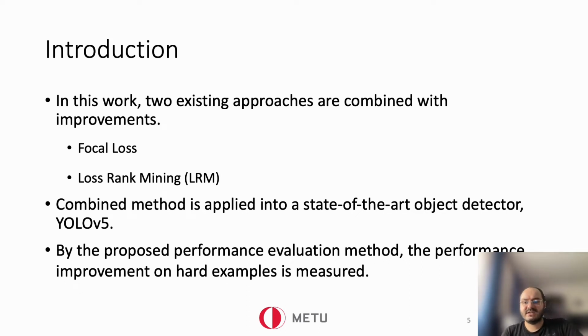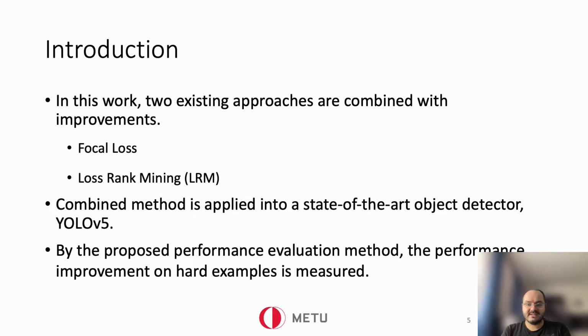In literature, there are different types of solutions for imbalanced data. One of them is manipulating the loss function. So in this work, we focused on that. We have used two existing approaches. One of them is focal loss and the other is loss rank mining. Then we have combined these approaches and improved them. The combined method is applied to the state-of-the-art object detector YOLO V5. Our proposed unsupervised performance evaluation method shows a performance improvement on hard examples.